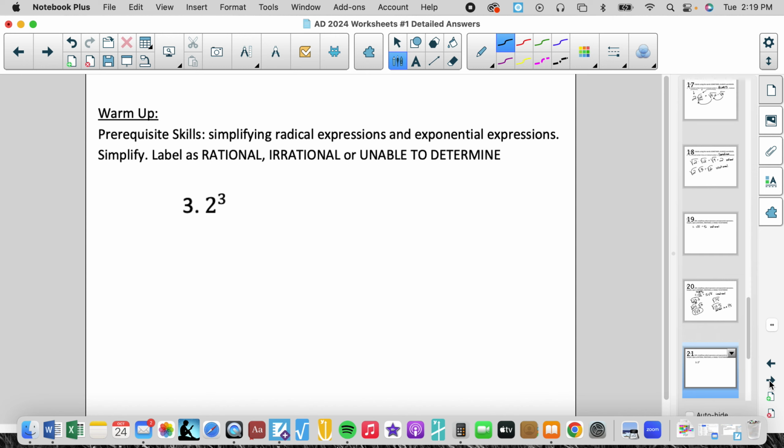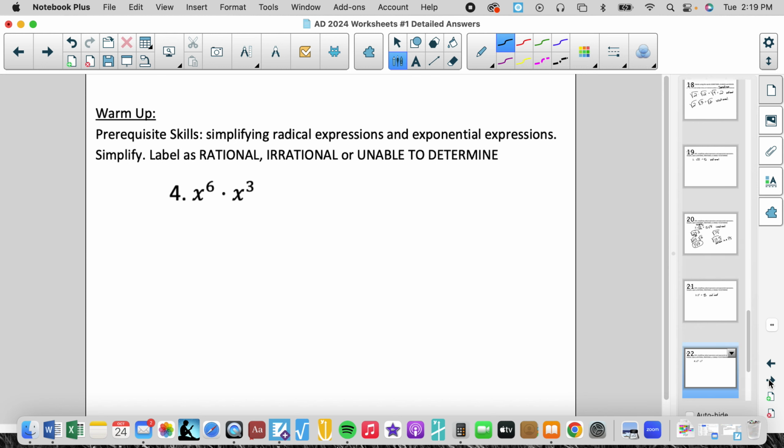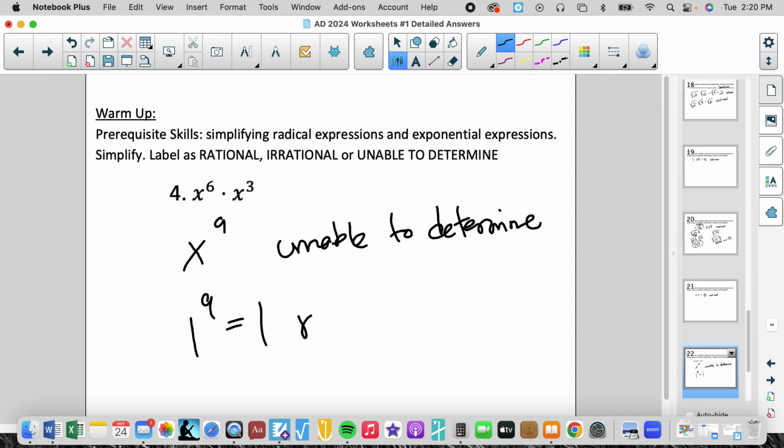2 root 3 gives me 8, and that is rational. Okay, so we have rational. X to the 6 gives us x to the 9th, and this is unknown, or unable to determine. Unable to determine, because there are situations when x equals 1 where it produces a rational.